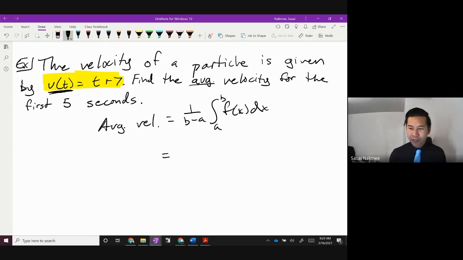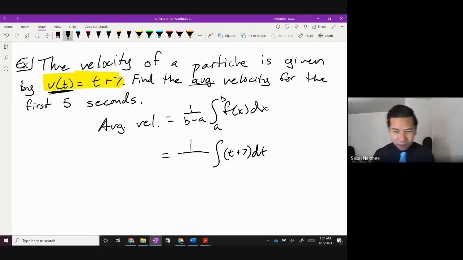Now, here's the hard part. What are the values of a and b? That's the part that I'm going to have you guys figure out. What is the value of a and b as I fill in the rest here? We got the t plus 7 dt. And Monica's going with 0 and 5, and so is Brian.